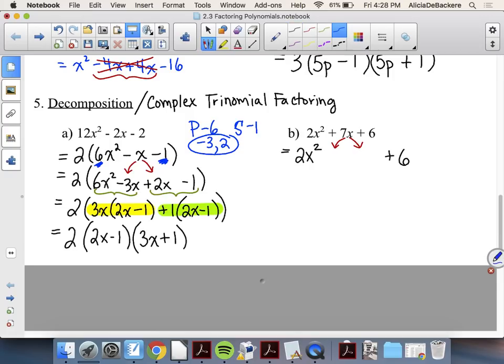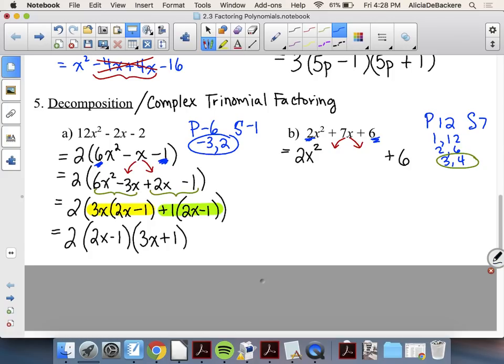Don't forget my trick to come up with the right pair of numbers that add up to 7, because there's lots of numbers that add up to 7. 8 and negative 1, or 3 and 4, lots of different pairs. I need them to have a product of the first number times the last number. So 2 times 6 is 12. And then I also need them to have a sum of the middle number. That's 7. So I go through all the numbers that multiply to 12. So I can use 1 and 12, 2 and 6, 3 and 4. And I see there's my pair. 3 times 4 gives me 12, and 3 plus 4 gives me 7.